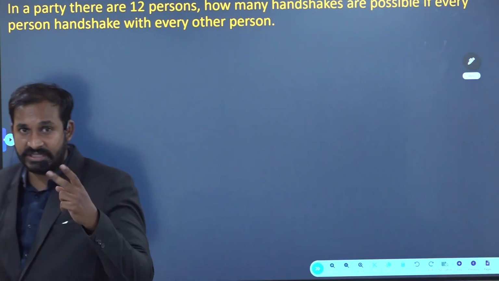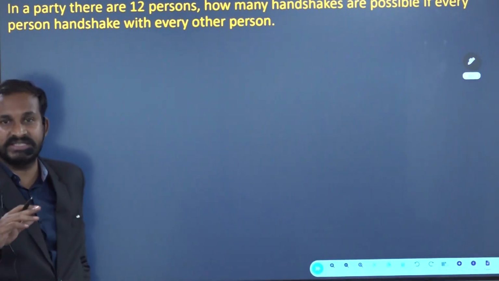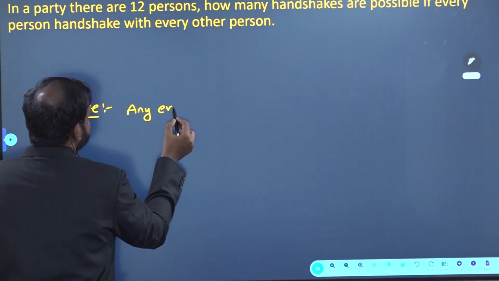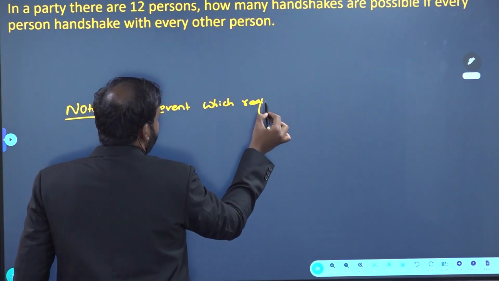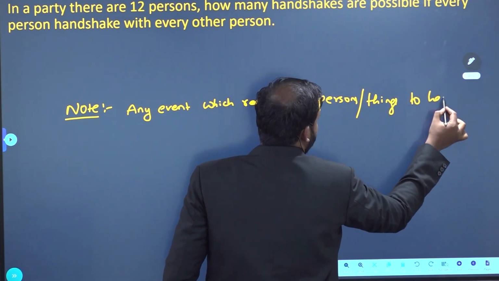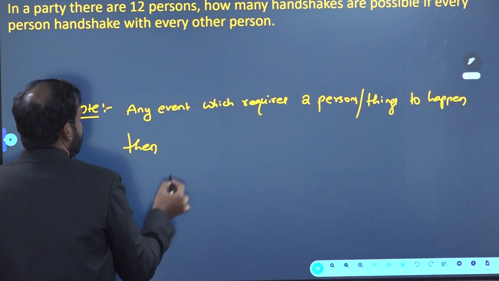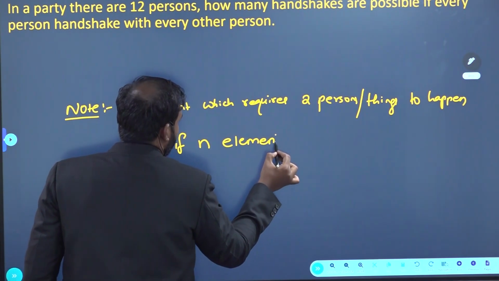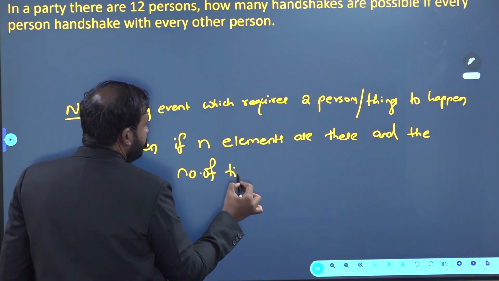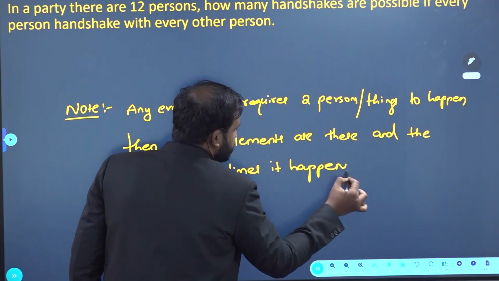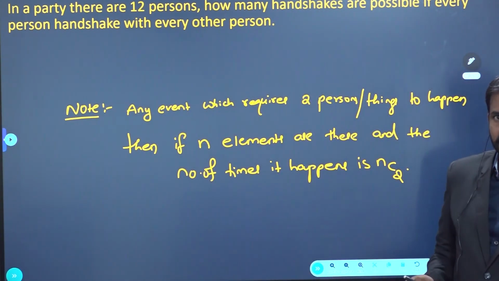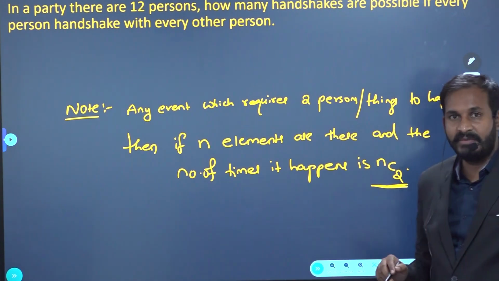So, for an event which requires 2 people, there is a standard formula. Write a note if you want. Any event which requires 2 persons or things to happen, if n elements are there, then the number of times it can happen is NC2. So when n elements are there and to happen that event once, 2 elements are required, the total number of ways is NC2.